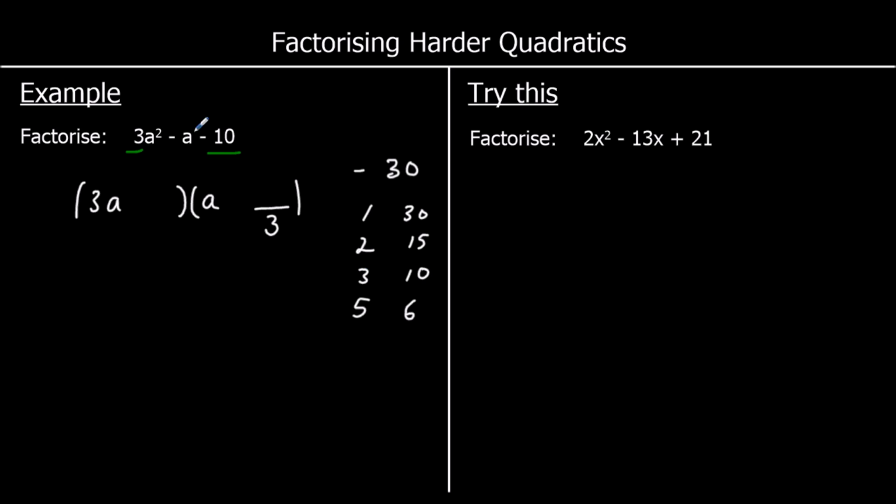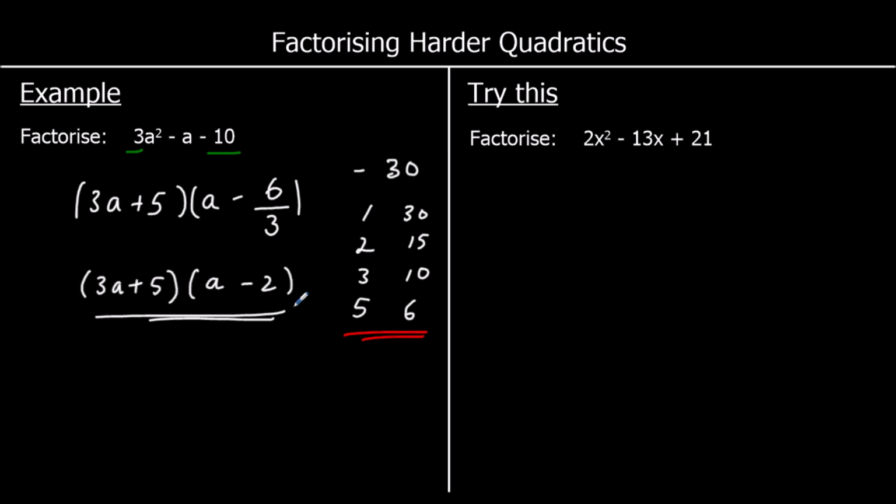So we need to make a negative 1 out of them. There's only one option, so it's going to be 5 and 6, and that will be plus 5 and minus 6. Again, 6 is a multiple of 3, so it's better to put that one over the 3. So we've got 3a plus 5 and a minus 2.